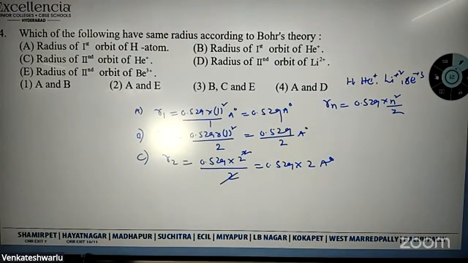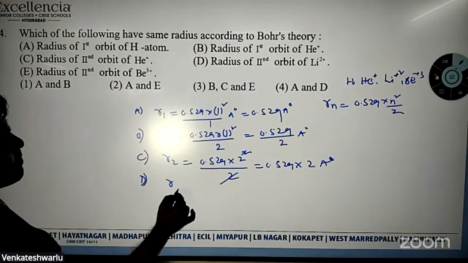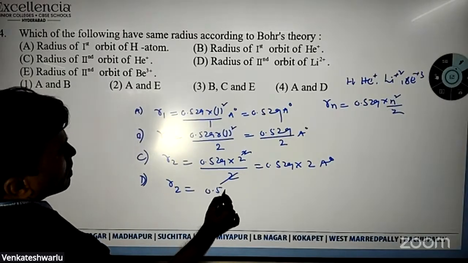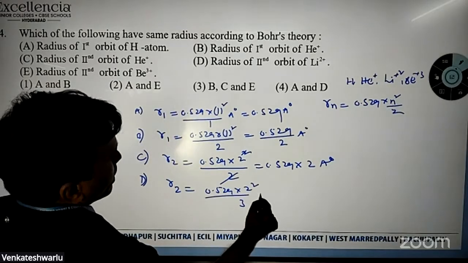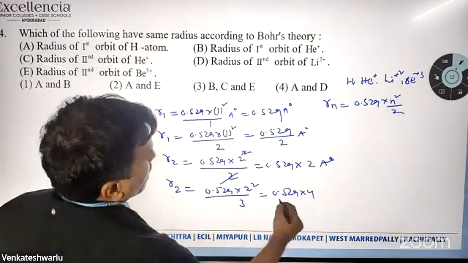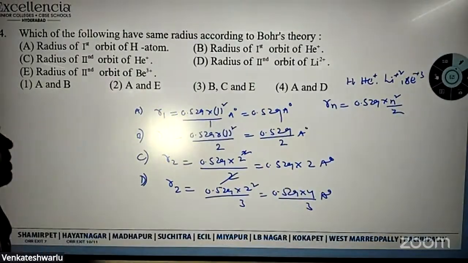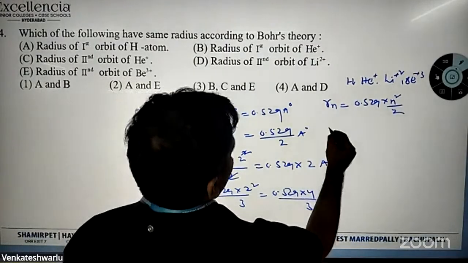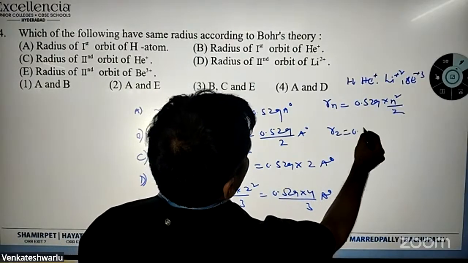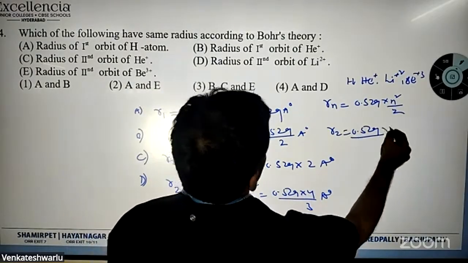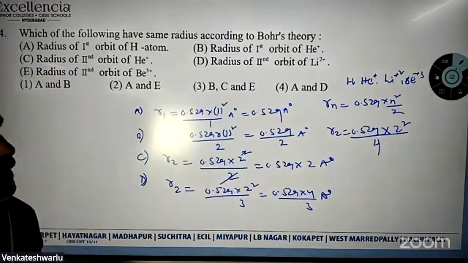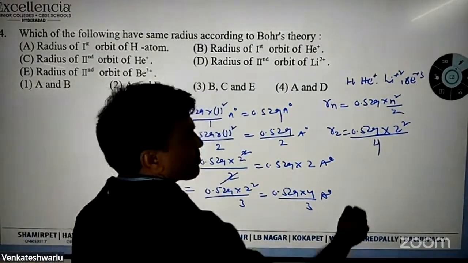Now let us move to option D, the second orbit of lithium plus. R2 is equal to 0.529 into 2 square by 3, so 0.529 into 4 by 3. Now let us verify option E, the last option, the second orbit of beryllium plus. R2 is equal to 0.529 into n square, with n square meaning 2 square. Beryllium's atomic number is 4, so they cancel.